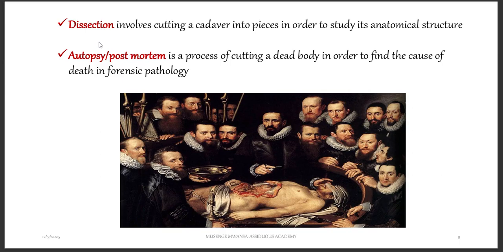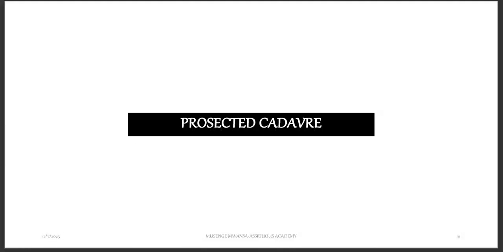Dissecting specifically refers to a cadaver, what is not living. But we also have what we call autopsy or postmortem. This is basically cutting a dead body to find the cause of death. Dissection is cutting a cadaver in order to study. Autopsy or postmortem is cutting a dead body to find out what caused their death. And that's important in what we call forensic pathology, in finding out the cause of death. They are finding out first what killed the person. Yes, they are doing autopsy or postmortem.